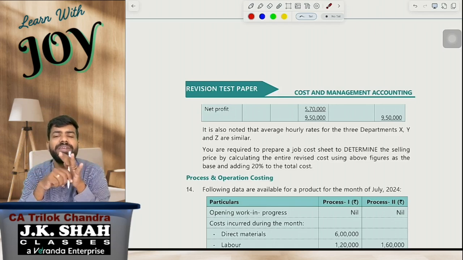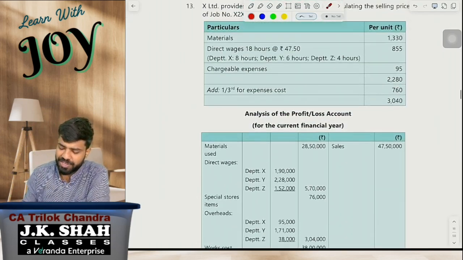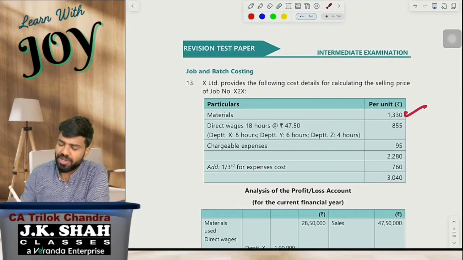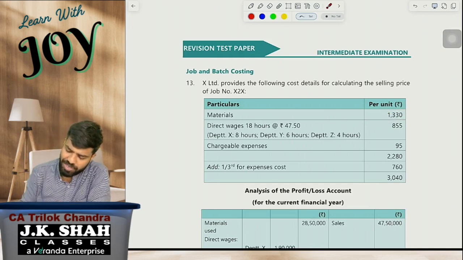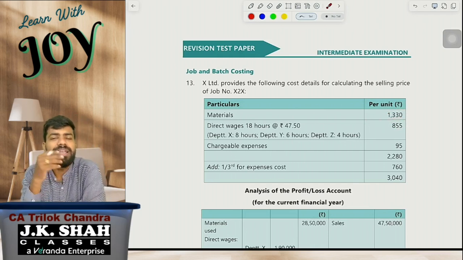According to given information, how much is the direct material for the respective job? Direct material is 1,330. Here it is given. It is the time to add the wages. When it comes to wages, that is also given, 855. Till here it is clear.